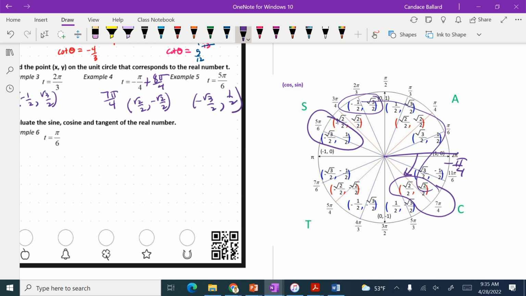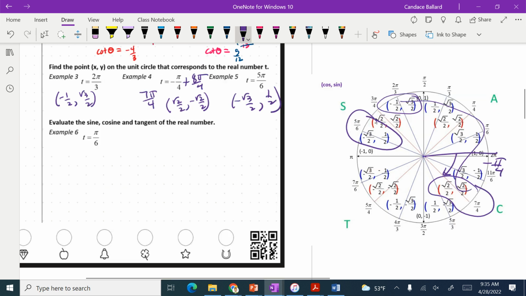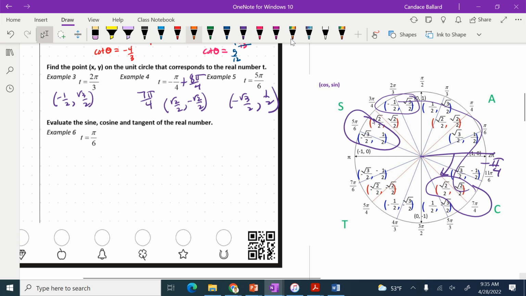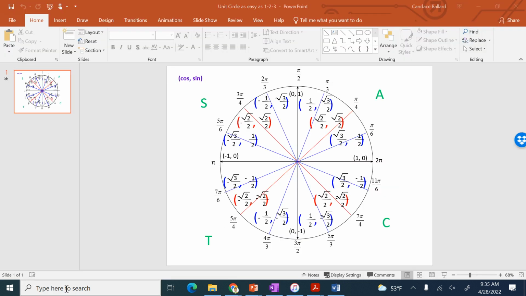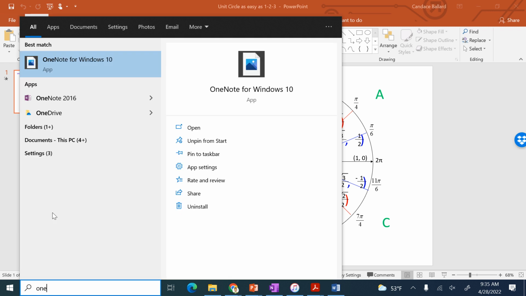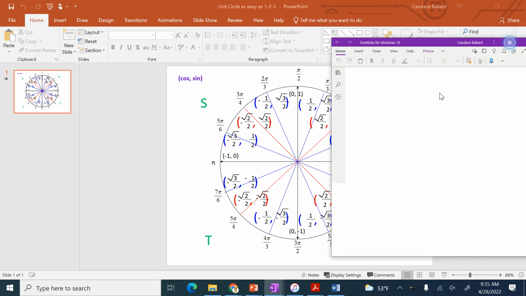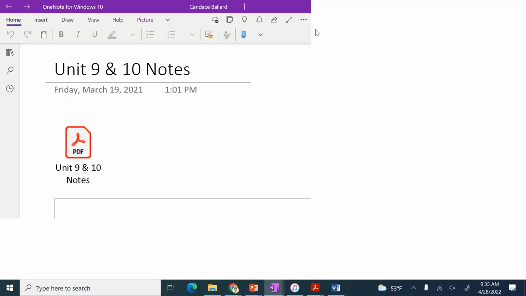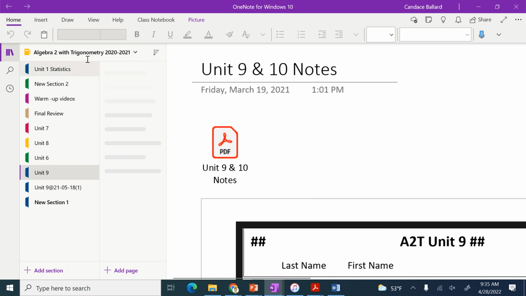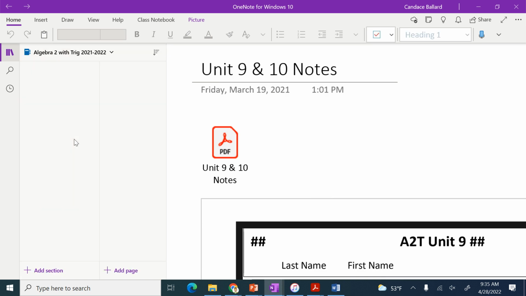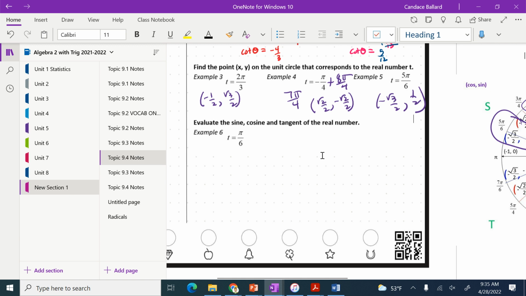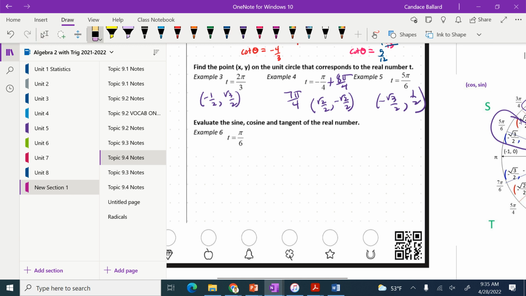Everybody good? Okay, I don't know why my thing's not erasing. Read the instructions for example 6 while I'm trying to figure out the erasing thing. It's just acting stupid. I might have to go out and come back in. Okay. All right, let's see if it lets me erase now.